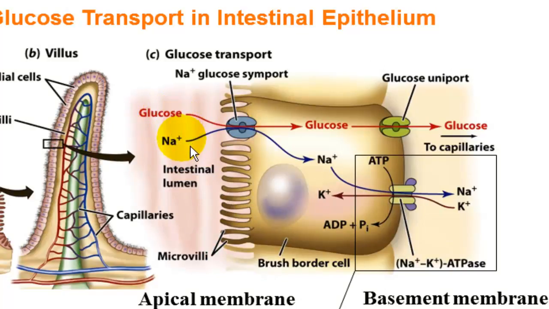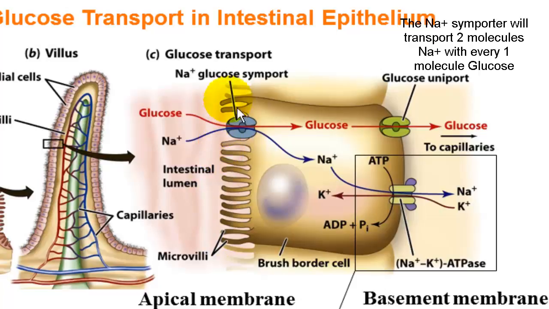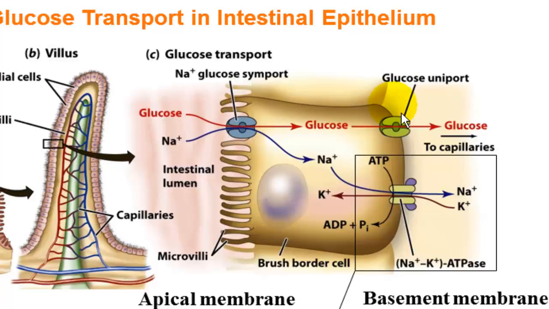So a symporter actually transports two molecules at the same time. Now that symporter has to be localized on one side and one side only. In this case, this symporter is polarized to the apical membrane surface facing the lumen. The transporters here on the basolateral side, or the basement membrane, are going to be very different than what's on the apical membrane. For one, you have a glucose uniporter. The glucose uniporter, as all uniporters, just transports unidirectionally.